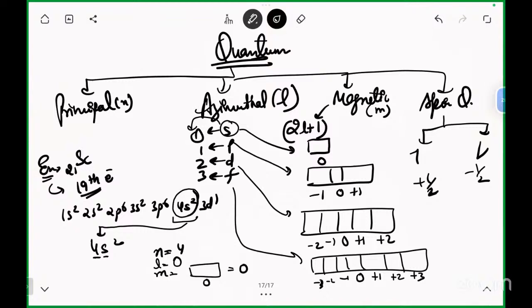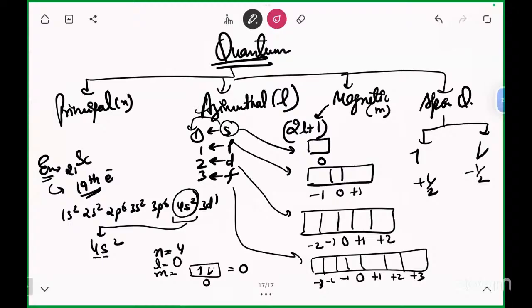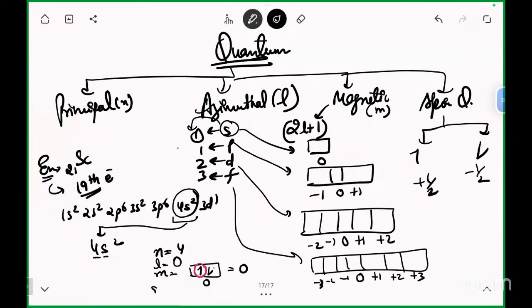So this is the 18th electron, 19th electron. Since the 19th electron is clockwise, s equals plus half. You find the number, and this type of question is very repetitive.